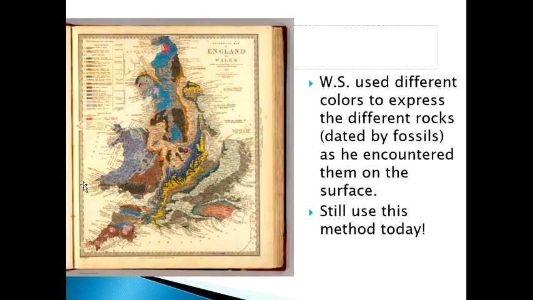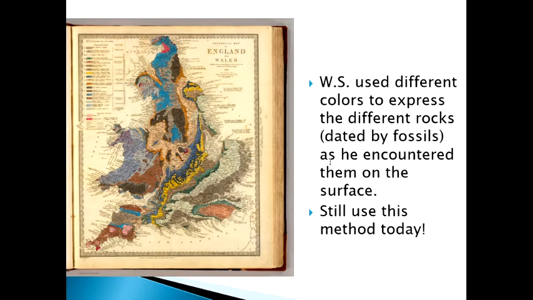So look at William Smith's first map. There it is. It is a map of England, Wales, and a little bit of Scotland. Wherever he went, remember he was digging canals and places to construct things, he would look at the rocks, he would collect the fossils, we already know that, and he would mark where he found them. But then he would describe the rocks that he found at the surface.